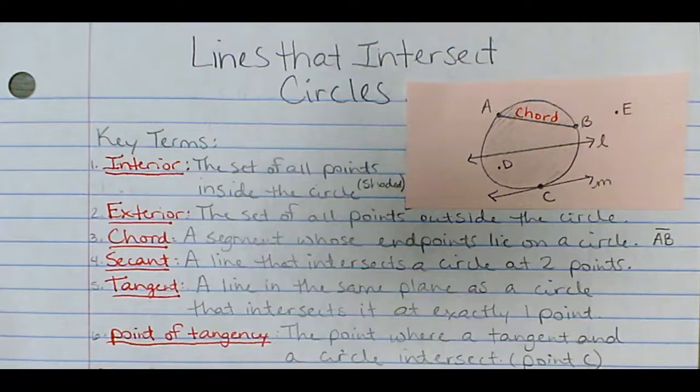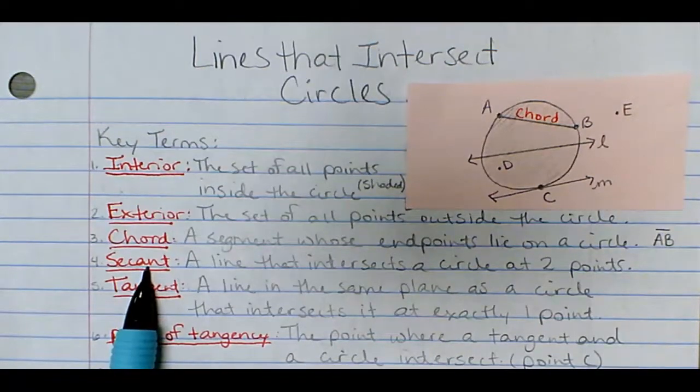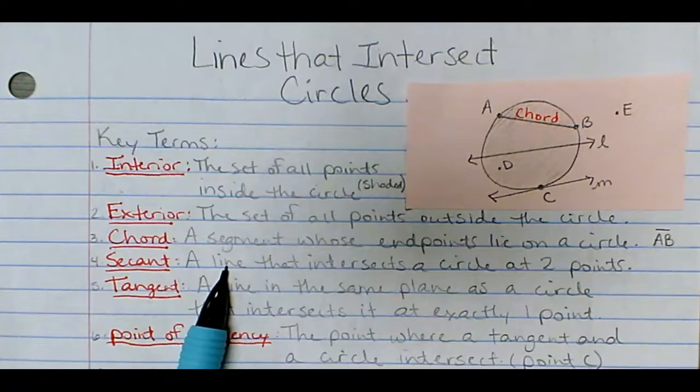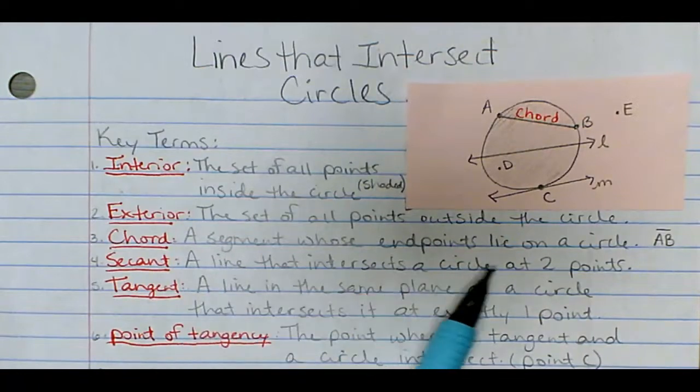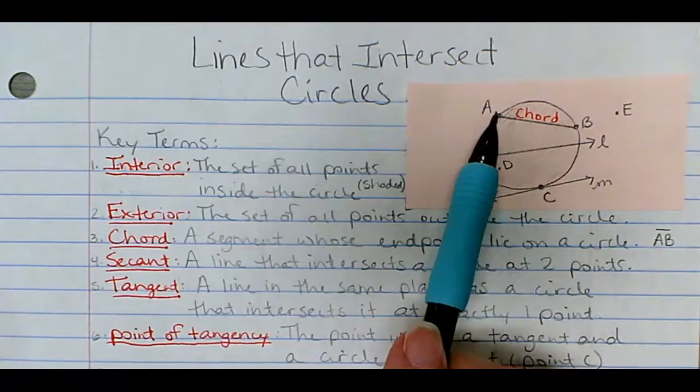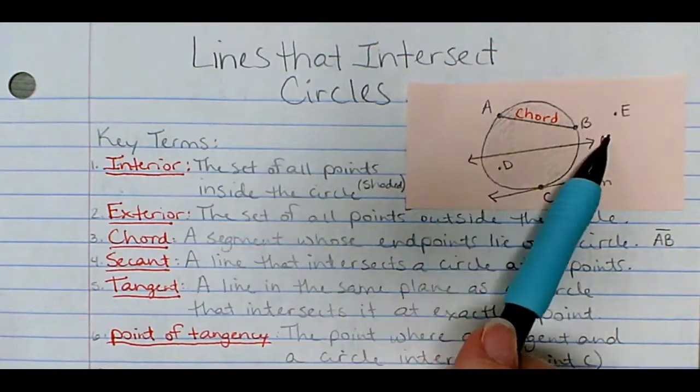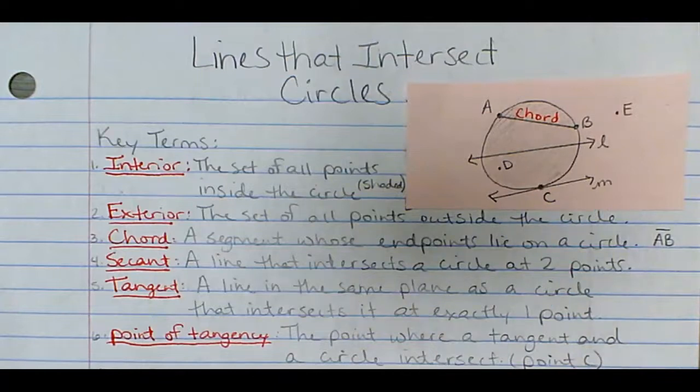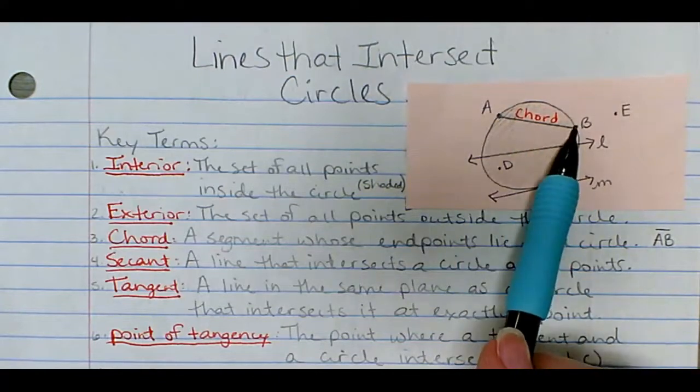The next key term is a secant. A secant is a line. It's not a segment, it's a true line that intersects a circle at 2 points. So if segment AB continued on and on in both directions, then that would be a secant. But because it has endpoints on the circle, that's a chord.